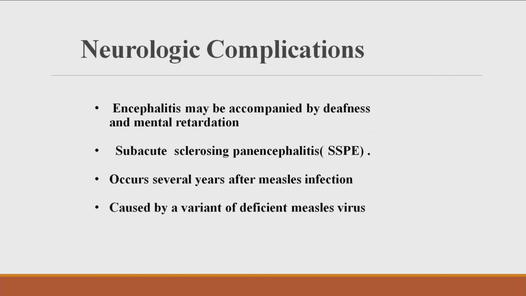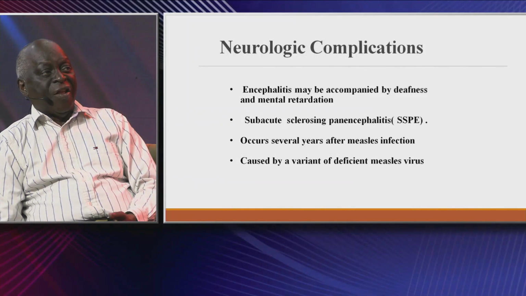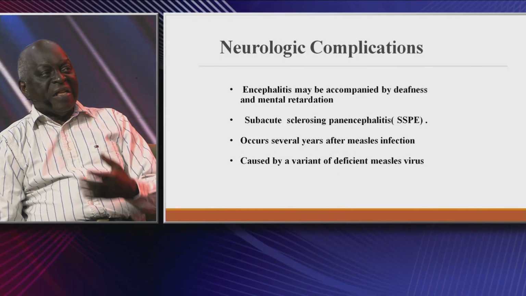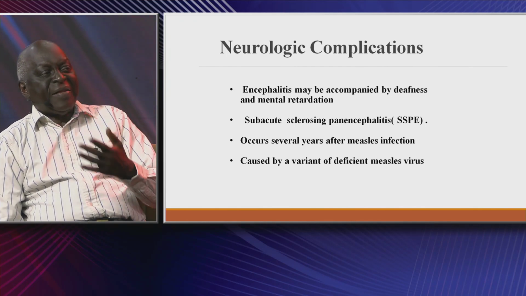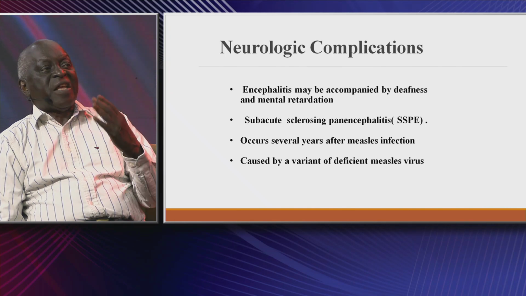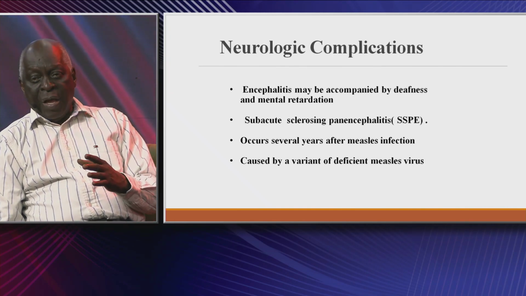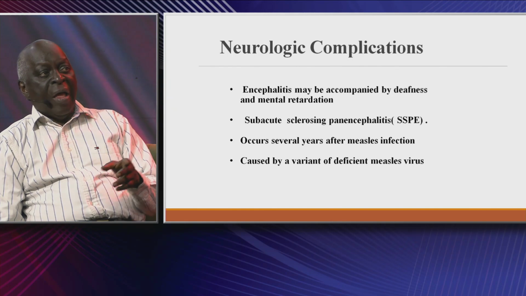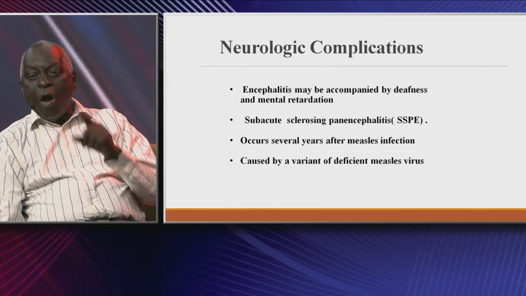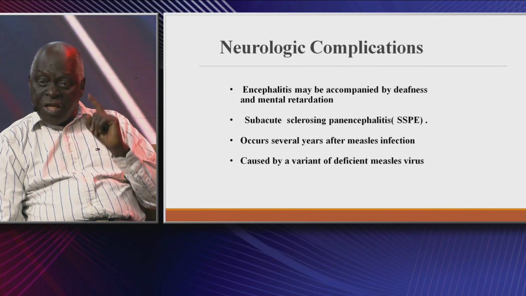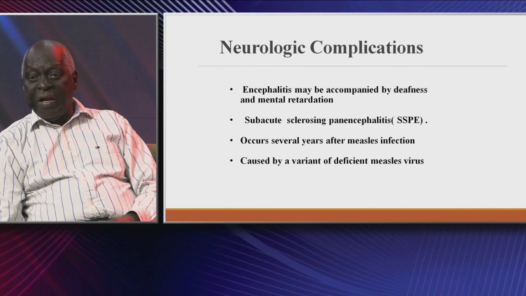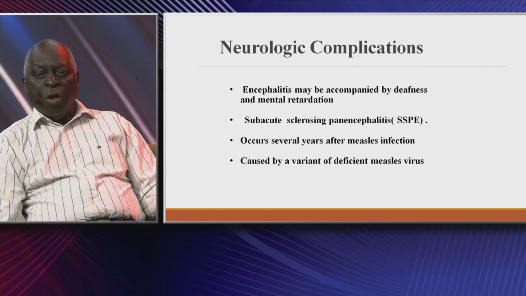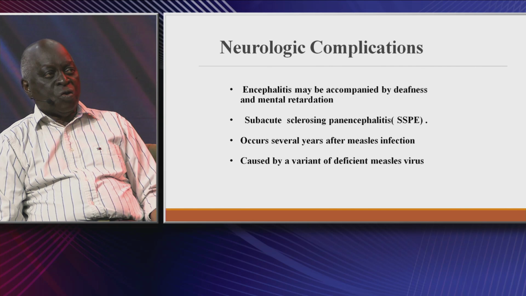Then there are neurologic complications. This is another group of complications we see in measles. Encephalitis may be accompanied by deafness and mental retardation. That child will not grow. A 14-year-old child may be looking like a 5-year-old child. There's mental retardation. Then subacute sclerosing panencephalitis. This is the most serious of all the measles complications. And SSPE occurs only in adults who had measles while they were babies. Again, something similar to what I told us earlier in my previous slide on chickenpox and shingles.